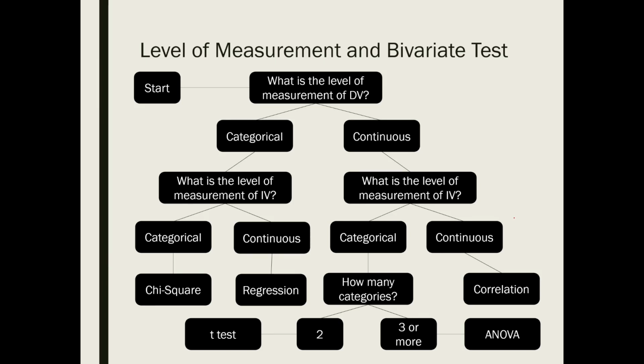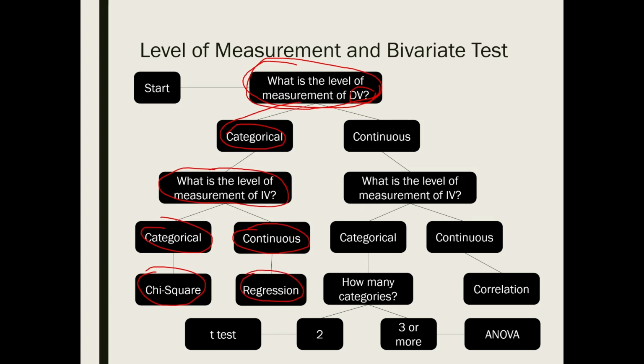So the very easy one, you see this flow chart: first of all, you have to decide the level of measurement of the dependent variable. The dependent variable is very important. You take a look at the dependent variable. Okay, if it's a categorical variable, then decide the level of measurement of the independent variable. If it's categorical too, you use a chi-square. If it's a continuous variable, you use the regression.